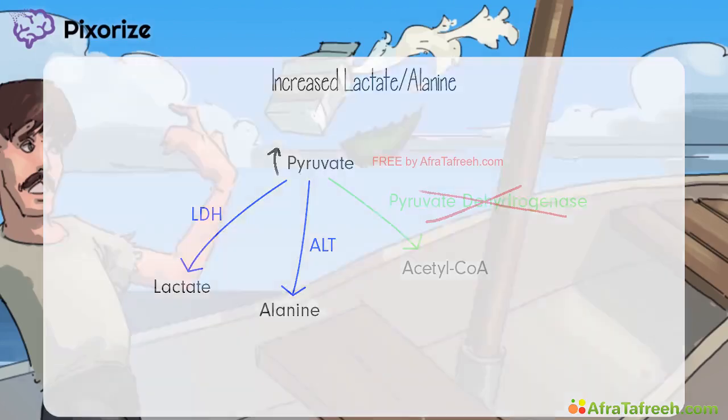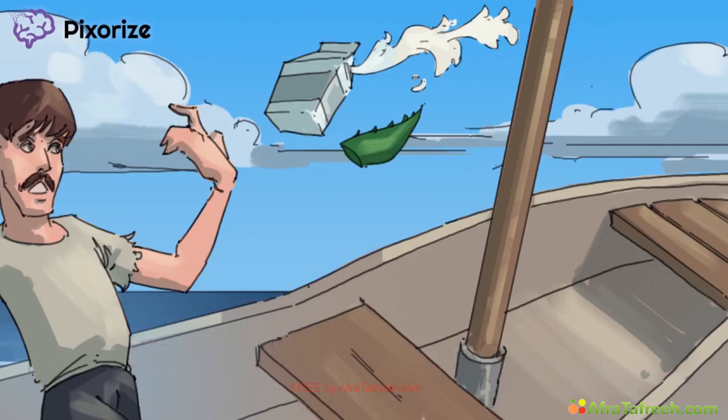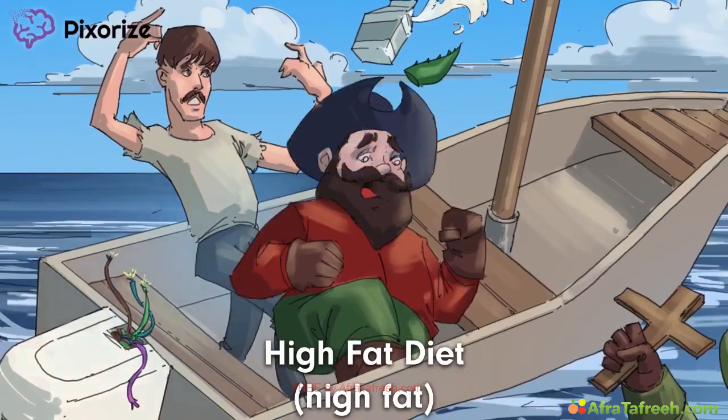Pretty easy, right? The buildup of lactate is especially important, since the combination of neurologic defects and lactic acidosis in a boy should immediately make you think of pyruvate dehydrogenase deficiency. Just remember our milk and aloe being thrown in the air by our boat tipping, and you'll remember these changes. So why was the boat tipping in the first place? Well, it's because of this pirate here.